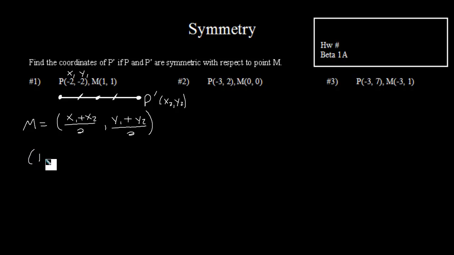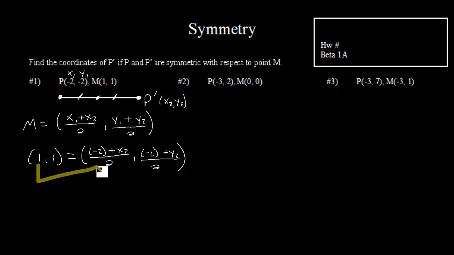So our midpoint is 1, 1. Our x sub 1 is negative 2. X sub 2, we don't know. Y sub 1 is negative 2. Y sub 2, we don't know. Then we can say, well, this 1 and this fraction, those are two things talking about the same thing, so let's set them equal to each other. If you solve that, you multiply both sides by 2 and get 2 equals negative 2 plus x sub 2. If you then add 2 to both sides, you get 4.